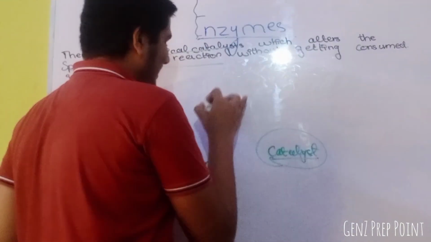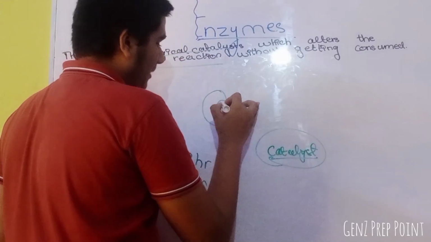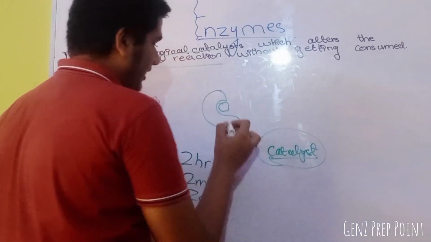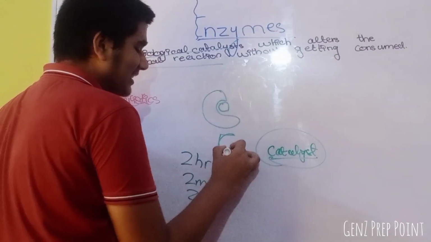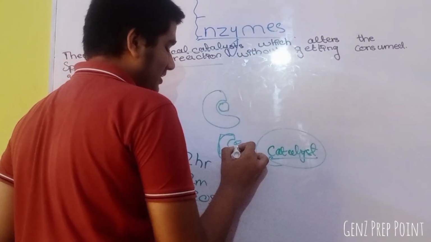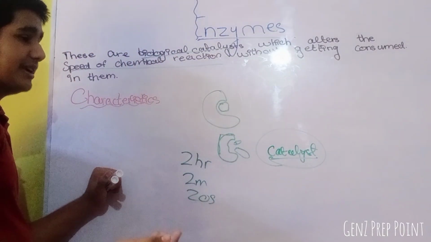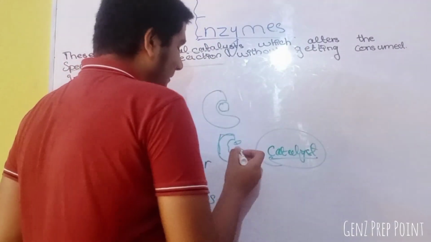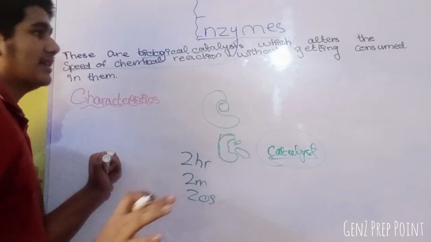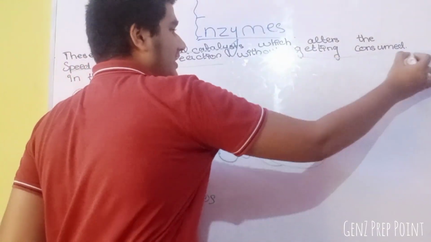So it doesn't get consumed. If this is an enzyme, a protein comes over here and attaches to it, this forms an enzyme-substrate complex. Then the protein breaks into two products, smaller products which are known as amino acids. So the enzyme is not consumed in this process.